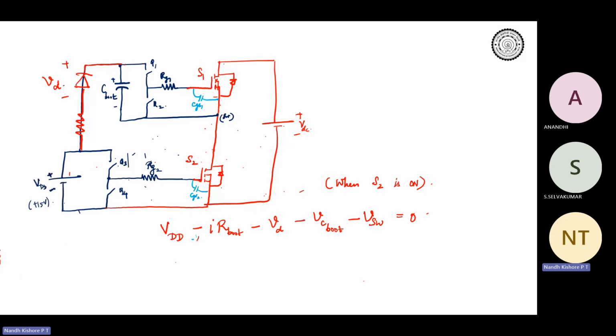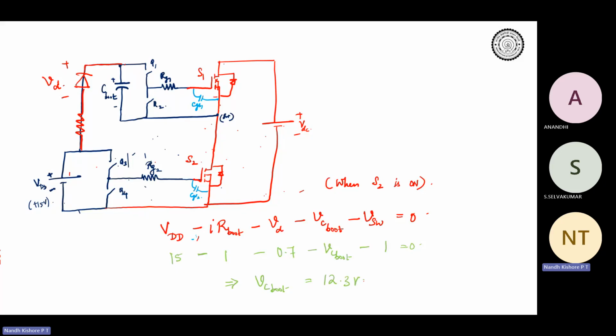So if we assign some numbers, let's say VD boot is 15 and there will be some drop across the resistors, let's say around 1 volt. There will be a drop across the diode, let's say 0.7 volts. And then you have VC boot. V switching node is basically the voltage across VS2, and again there will be a drop across the device when it is conducting, which is 0. So you will get VC boot equal to around 12.3 volts or something.